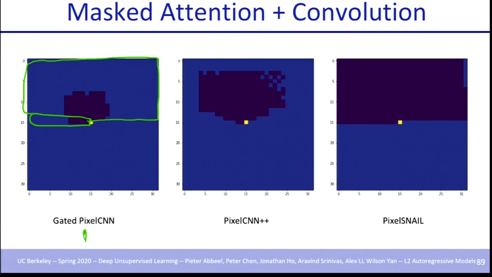Pixel Snail pretty much covers it entirely. Not sure what's going on at the top here, but essentially everything but that little top corner is covered. It gets strong signal from everywhere, because the self-attention model can jump to any previous spot in the image. It doesn't have to be chained with many layers of filters before it finally reaches a faraway spot.